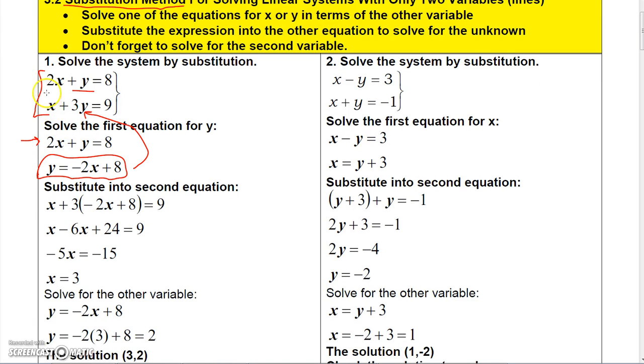So I'm going to take that second equation. Instead of x plus 3y, I'm going to have x plus 3 times what y equaled from here, which was minus 2x plus 8, equals 9. And now I've simplified this to an equation with only one variable. And now just go ahead and multiply the 3 through. 3 times minus 2x is minus 6x, and 3 times 8 is 24.